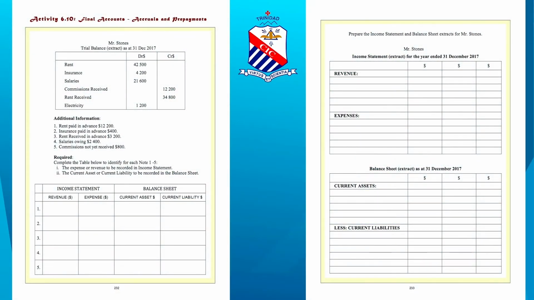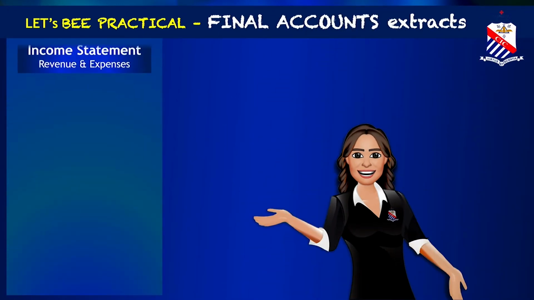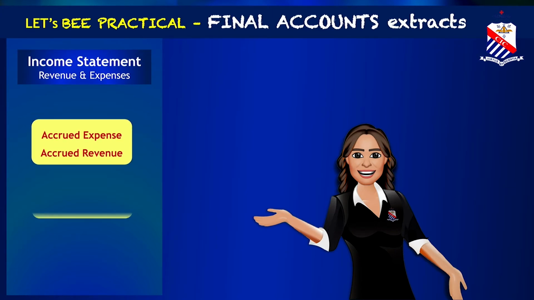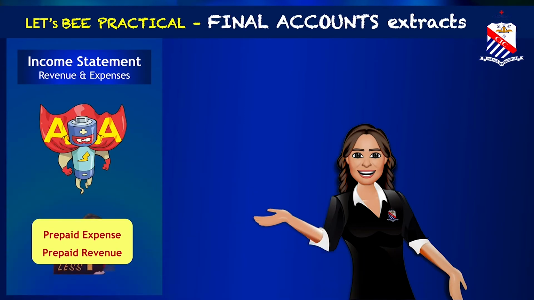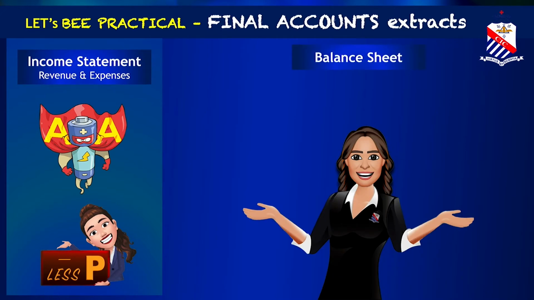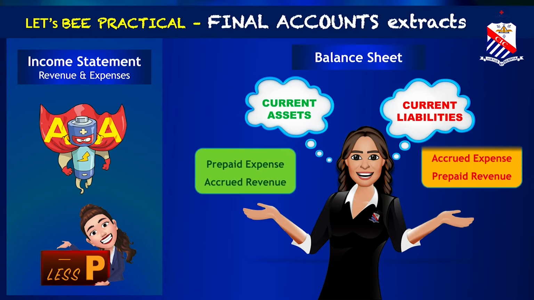So here we have activity 6.10. What you're going to be required to do, the income statement just deals with the revenue and the expenses. All you have to do is when you identify the accrual or prepayment, you add the accruals and you less the prepayments. And then you will have to do the balance sheet. And with the balance sheet now, what you are concerned about most is identifying the accrual and prepayment and putting it under the relevant current assets or current liabilities.